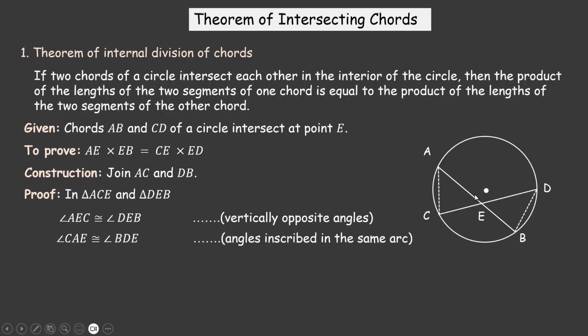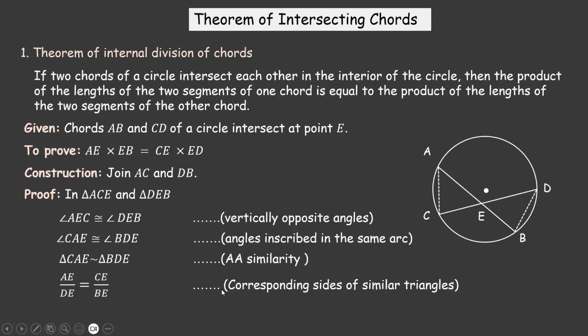Also, this angle CAE is equal to angle BDE because these are the angles inscribed in the same arc. This is the arc BC which inscribes both of these angles. So, CAB is equal to CDB. Therefore, these two triangles are similar by AA similarity, angle-angle similarity. Now, as per corresponding sides of similar triangles, we get AE upon DE is equal to CE upon BE. Now, if we cross multiply this, we get AE into BE is equal to CE into DE. That's what we needed to prove.